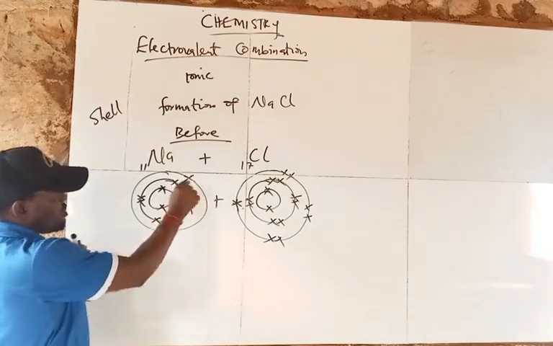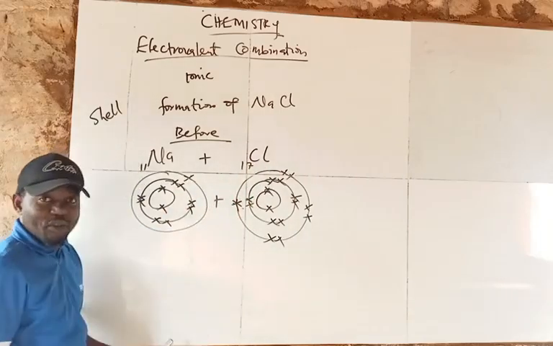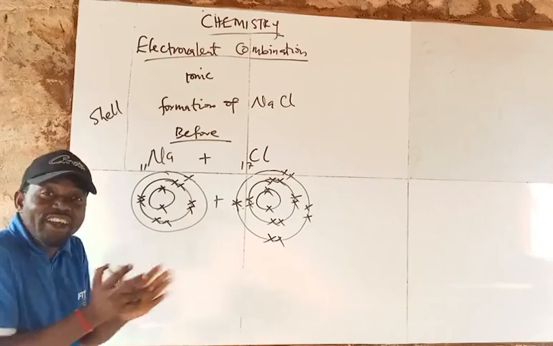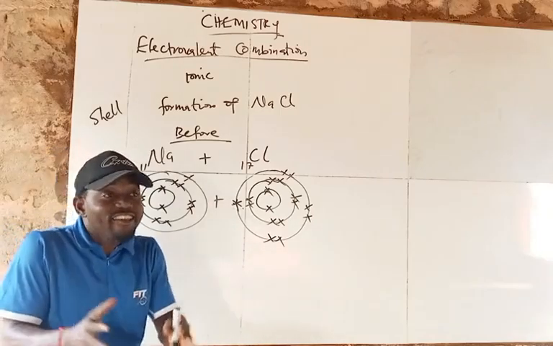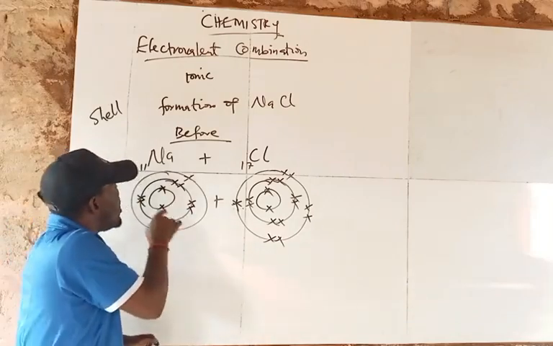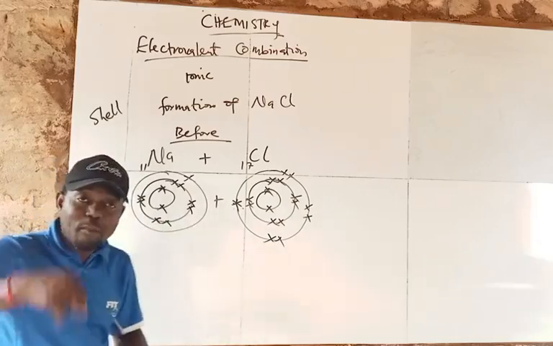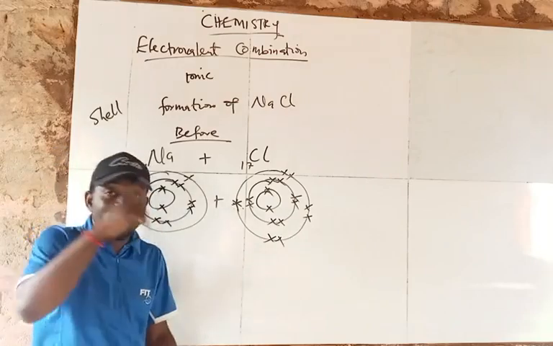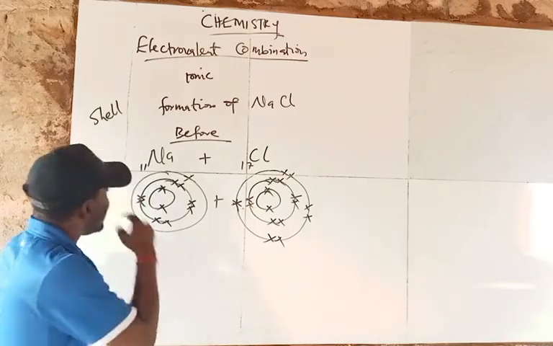So now, this one is having 1, it is not stable. This one is having 7, it is not stable. Now, what will they do? These elements will react because they are trying to attain stability. Attaining stability means they have to find a way to become a complete 8 in their outermost shell. If the outermost shell is not a complete 8, the element is not stable. Is that okay? Okay, now let's look at this.